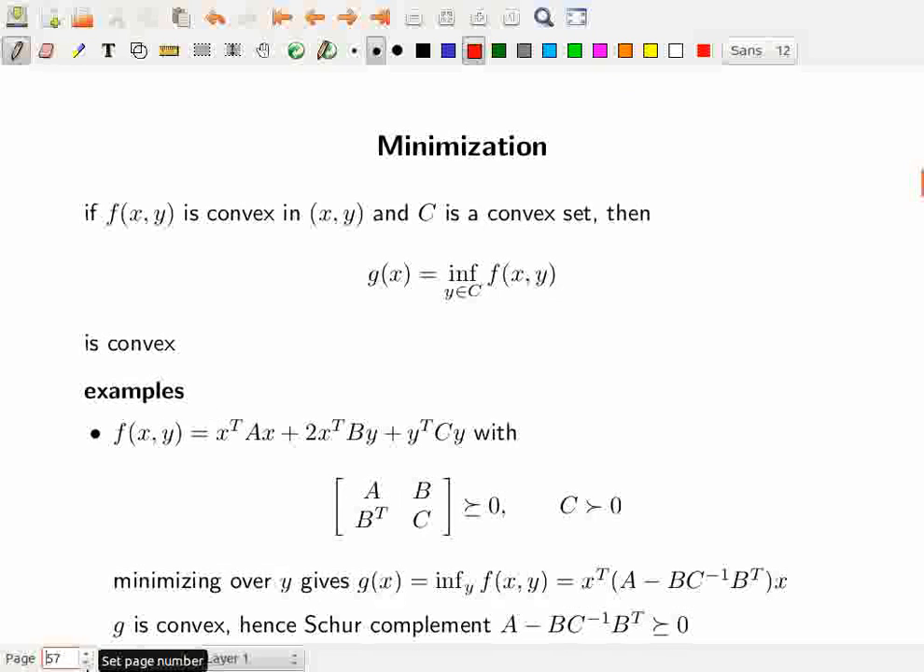If you remember in the review of this chapter, I said that for maximizing a function, if it's jointly convex in x and y, we don't have any extra condition. But here, for finding the infimum or minimum of a function, the set C, which is the domain of y, is supposed to be a convex set. Then the function g is convex.